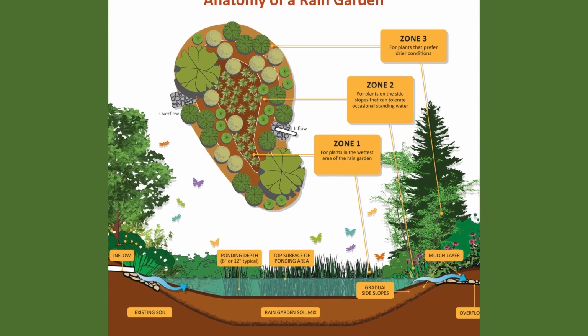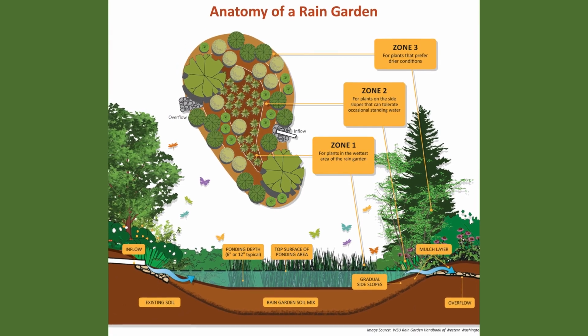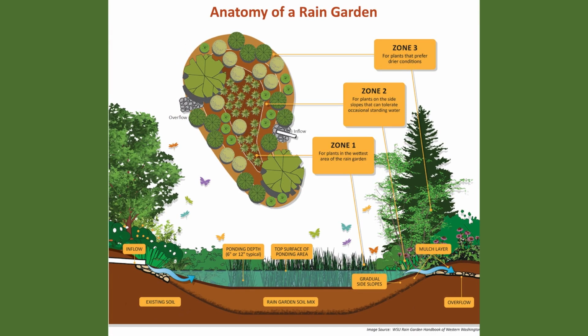Choosing the right plant for the right site conditions will help keep your plants thriving. If planting in a rain garden, there are 3 zones that should be kept in mind when planting. Zone 1 is for the wettest part of the garden, Zone 2 is for plants that can tolerate occasional standing water, and Zone 3 is the driest part of the garden.